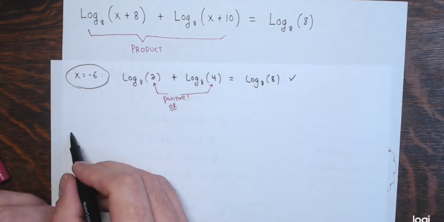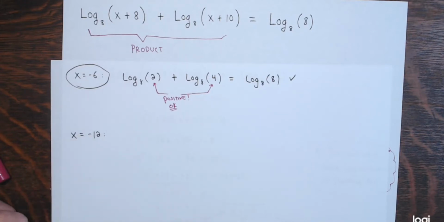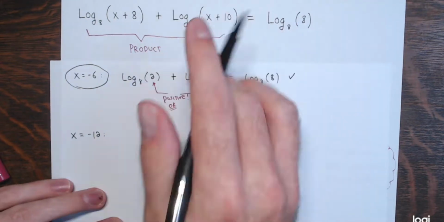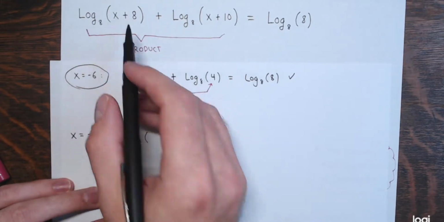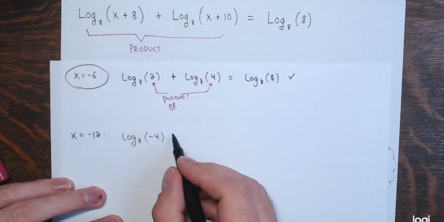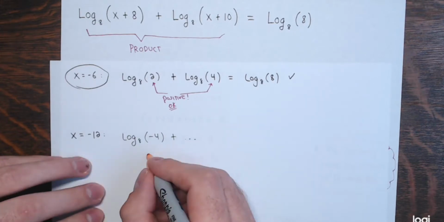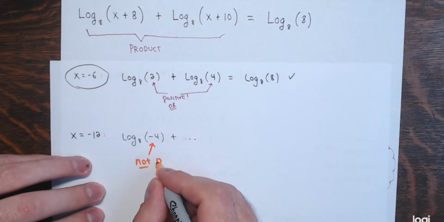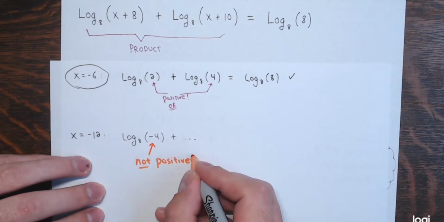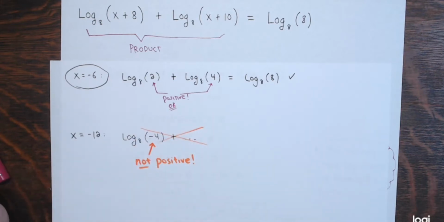Now look at the other solution. The other possible solution was negative 12. If I plug that into the original equation, we have the log base 8 of negative 12 plus 8, which is negative 4. Uh-oh. That's bad. That's not a positive number inside the logarithm. So this can't be done.